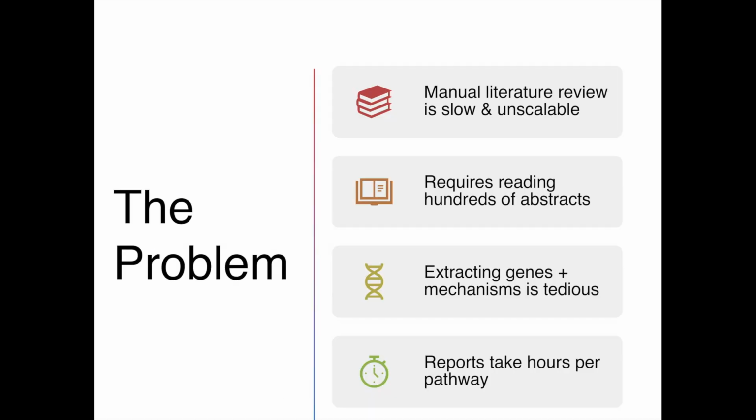The main challenge is that pathway-focused literature review is very time-intensive. Manually searching and reading papers doesn't scale, especially when hundreds of abstracts need to be screened before useful information is found. Even after reading, extracting genes, interactions, and mechanisms is slow and repetitive. Generating a structured summary or report for just one pathway can take hours, making it inefficient for large-scale research.